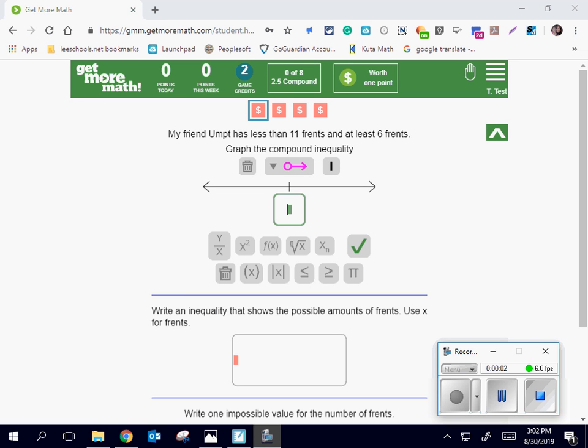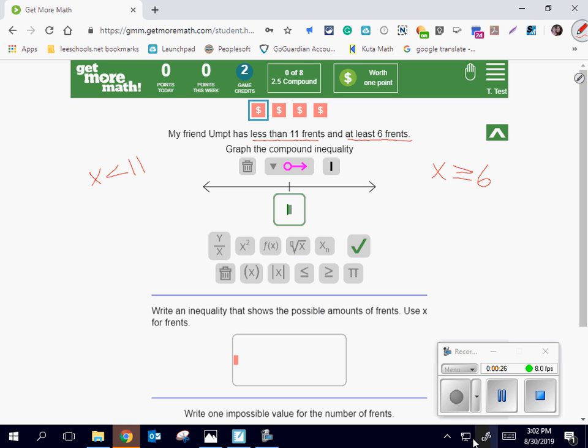All right, we have my friend Unt has less than 11 friends and at least 6 friends. So I have two inequalities there. I have x can be less than 11, not equal to, and I have x can be at least, which would mean greater than or equal to 6.